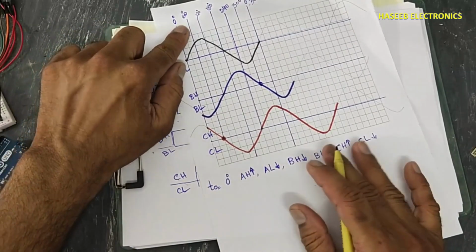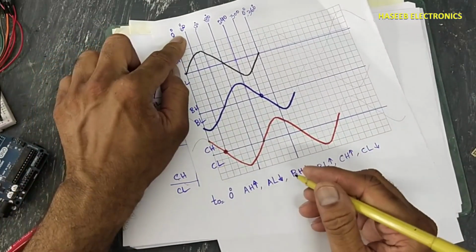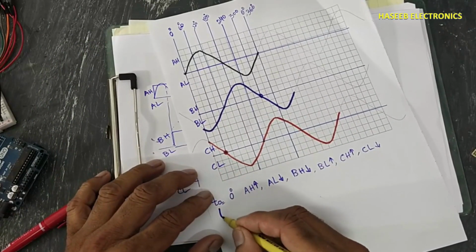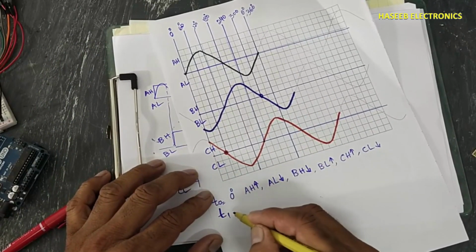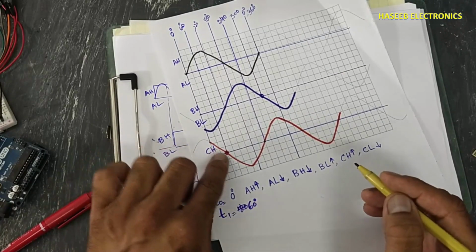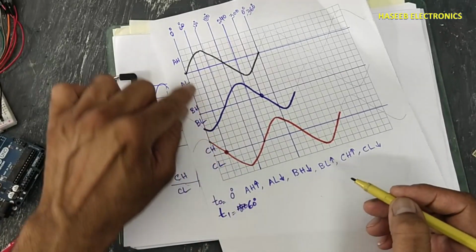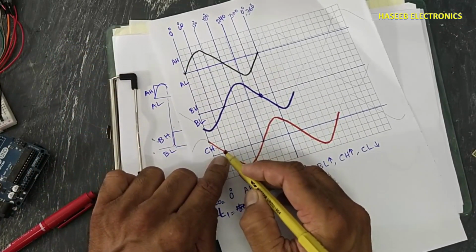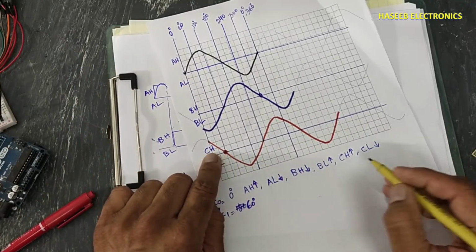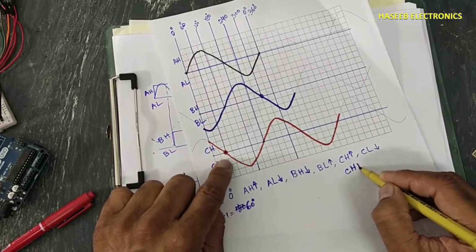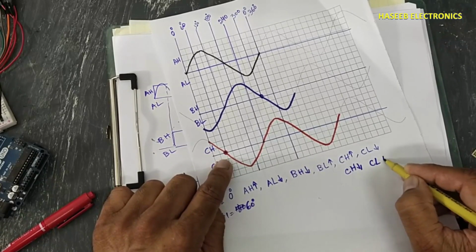When timer reaches 60 degree, we will provide time T1, that is 60 degree. At 60 degree, these signals will remain same, just only this signal will change its position. C high will become low and C low will go high.